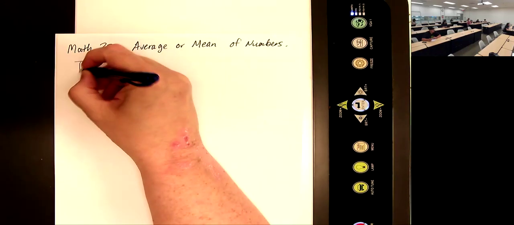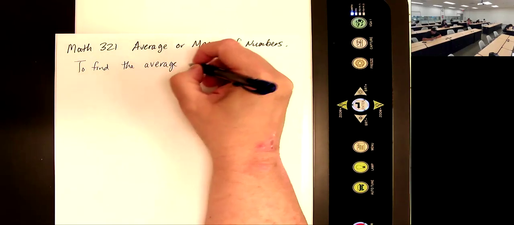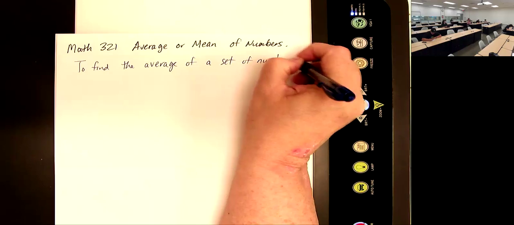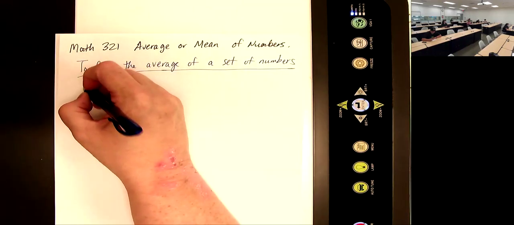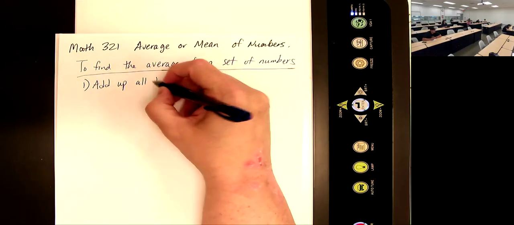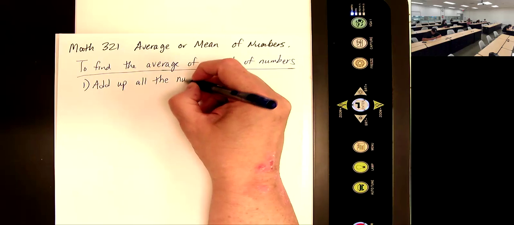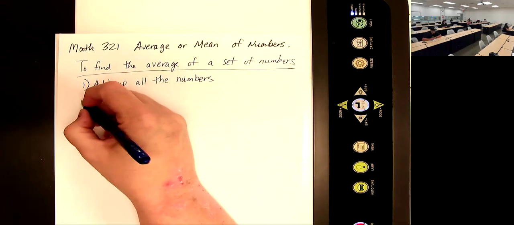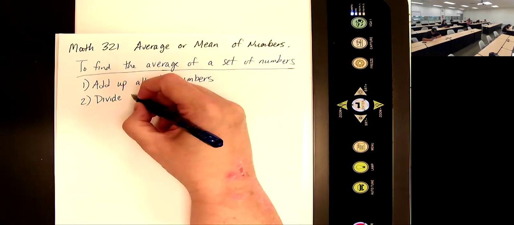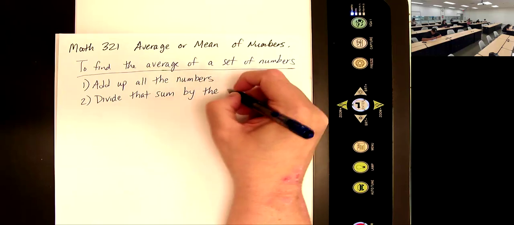Find the average of a set of numbers. One, we're gonna add up all the numbers. Two, we are going to divide that total or sum by the amount of numbers there were.